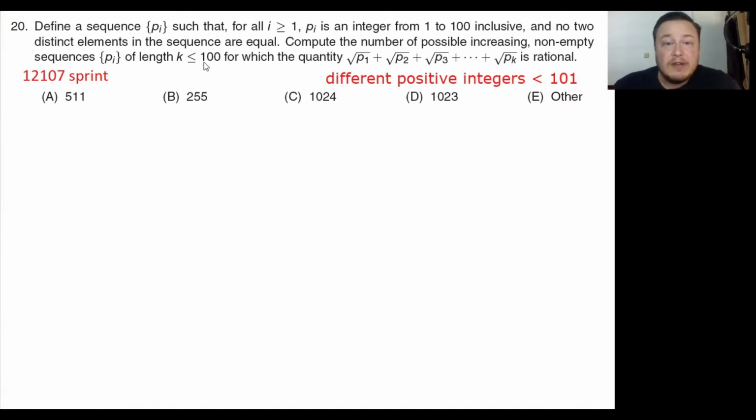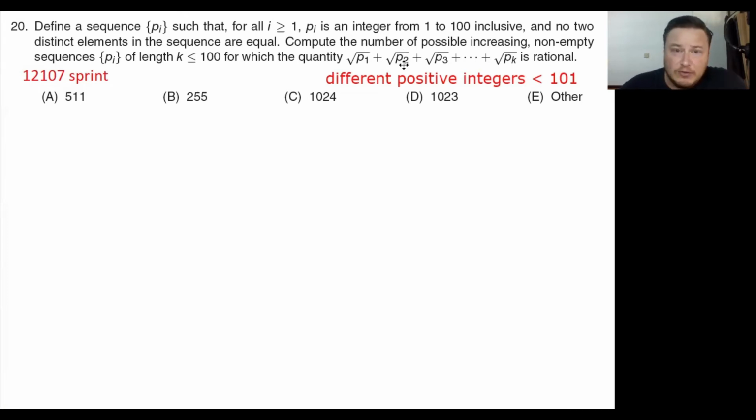Well, the problem does say that all of these are different integers from 1 to 100. So maybe p1 is 1, p2 is 2, all the way up to p sub 100 is 100. The only problem is if we do that, we're not going to get rational results, right? If we have the square root of 2 here, for instance. Let's just say that somewhere in this, we have a 2.